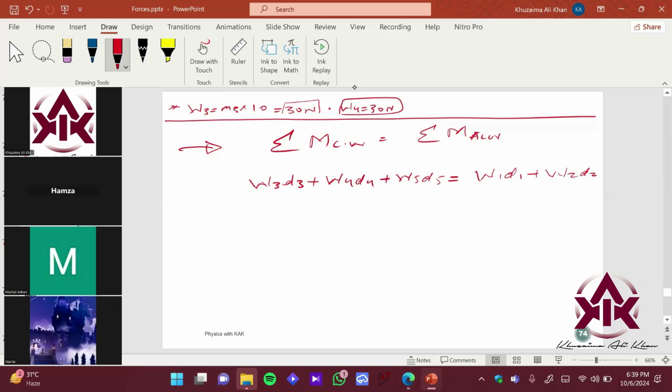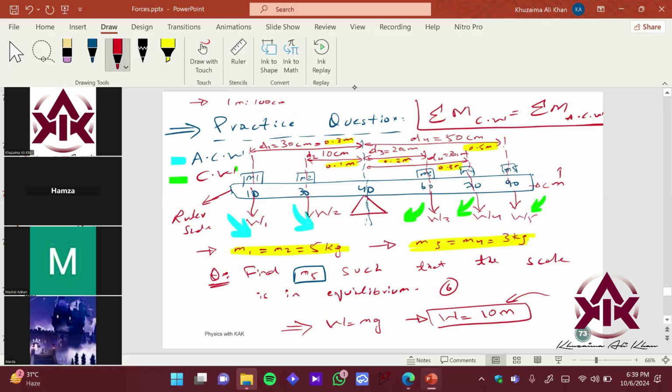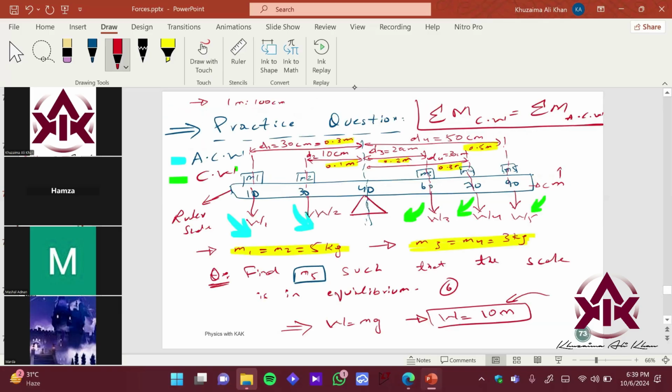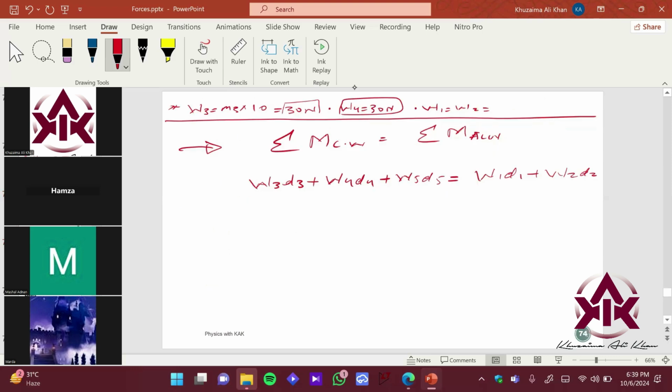Okay. So now let's find W1 and W2, which we have already found earlier. Their weight is 5 each, so both masses are the same and both weights are the same. 5 into 10 is going to give you 50 newtons. So you get the following things now, okay?